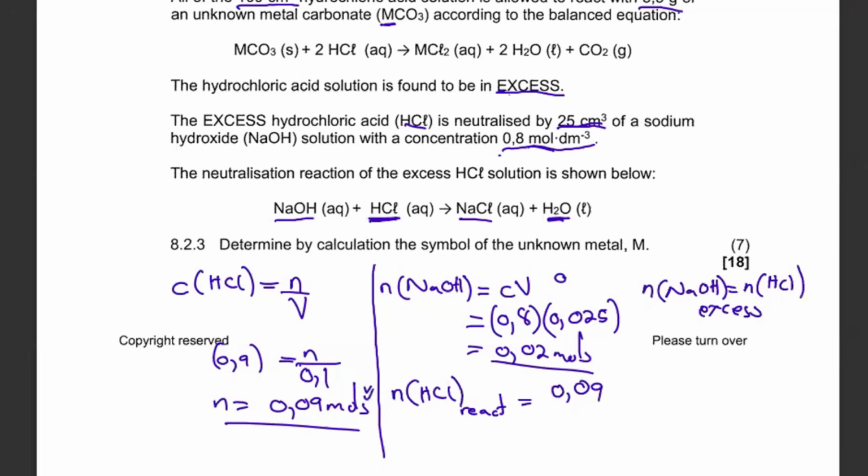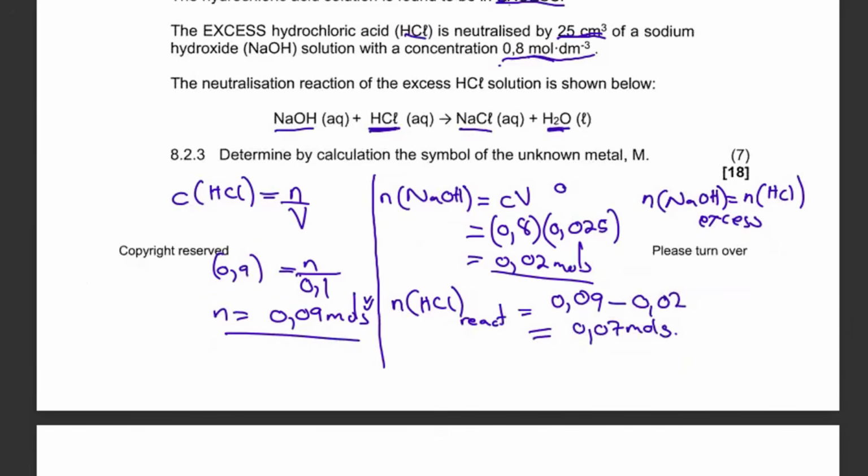We calculated them. So 0.09, then how much of it is actually going to react? We subtract 0.02. If we say 0.09 minus 0.02, we're going to get a value of 0.07 moles, right? So why are we subtracting there? 0.09 minus 0.02, because we needed to know how much of the HCl reacted with the carbonates.